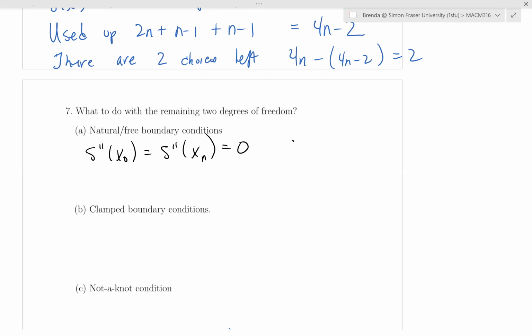Anyway, let me just get to where I can say a bit more about that. So this is no condition imposed. We just want the second derivative to be zero. The second derivative is zero means the first derivative is a constant. So it takes a straight line.